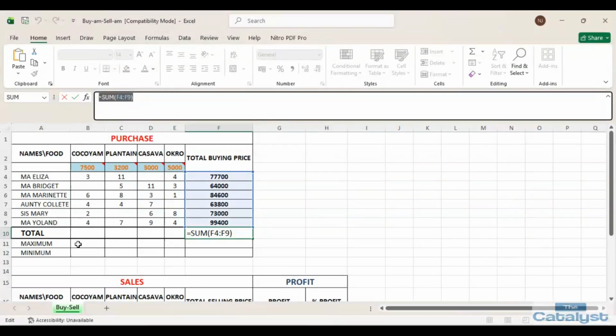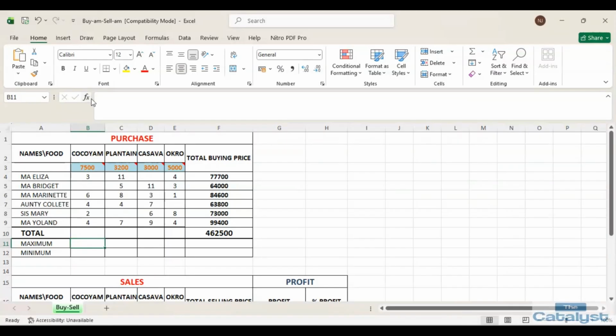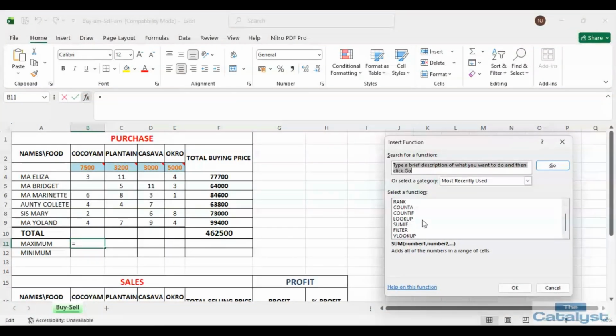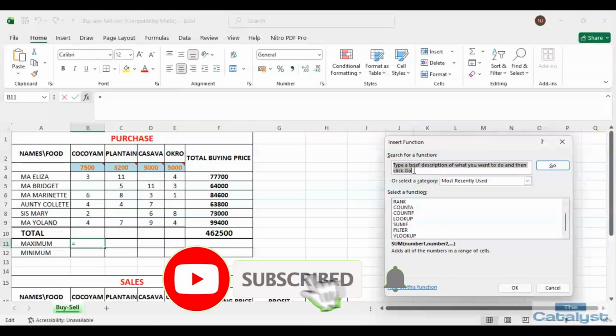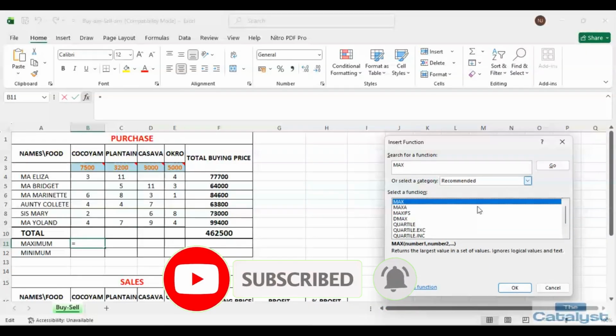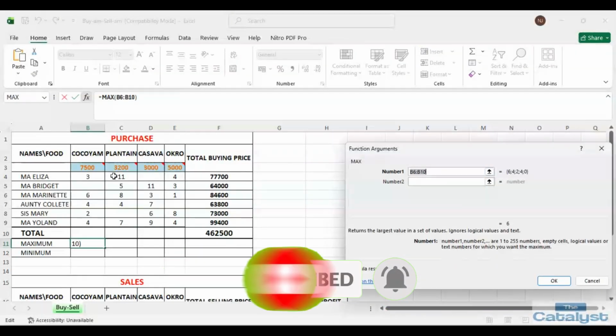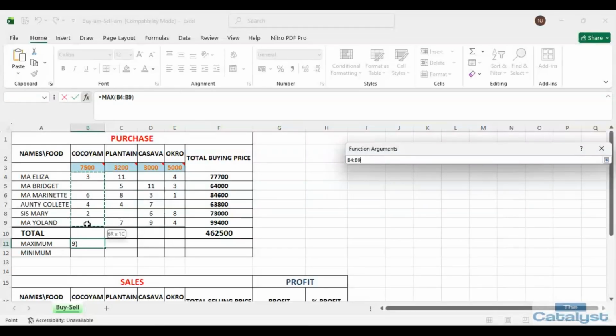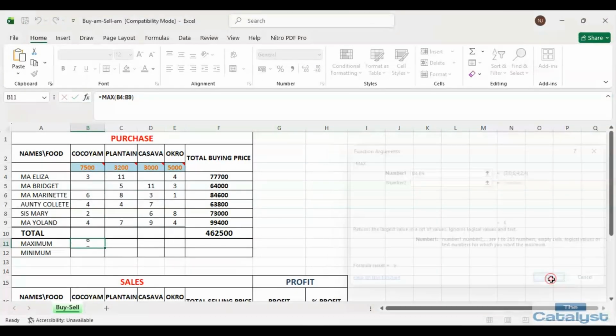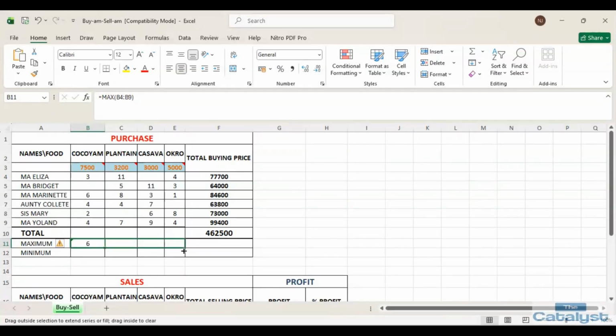Type the formula to calculate the maximum and minimum number under each of the fields in the table purchase. Okay, it's here. So for maximum, we use the function max. If it is not here, you type it over here. Max for maximum and min for minimum. So max will take this, very well, and then we cut across. That's it.